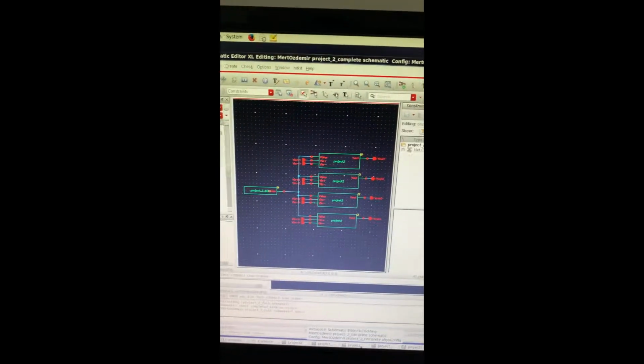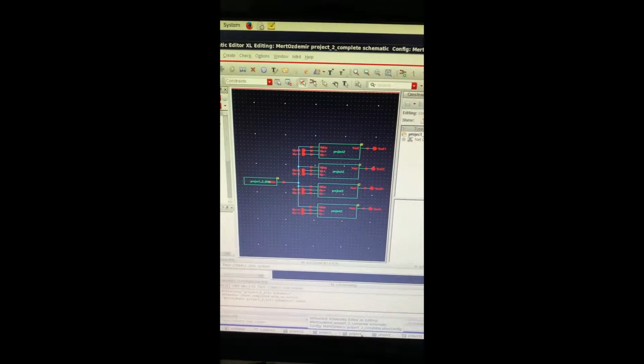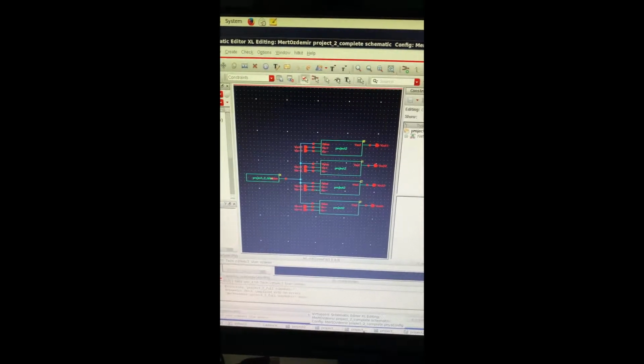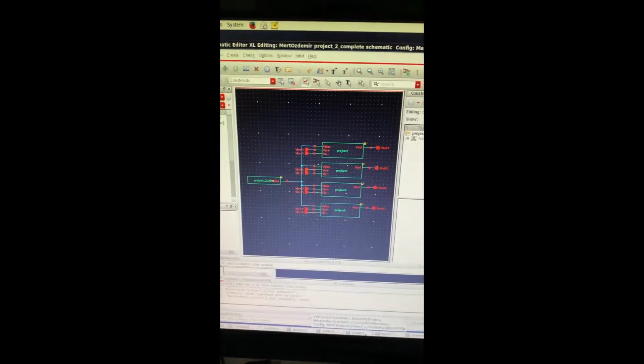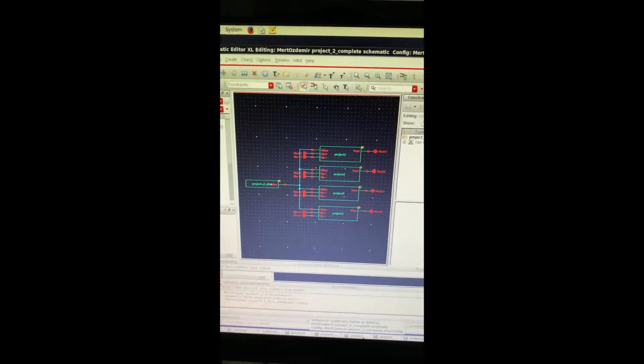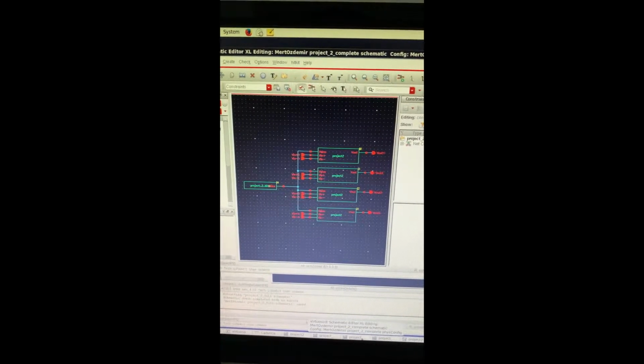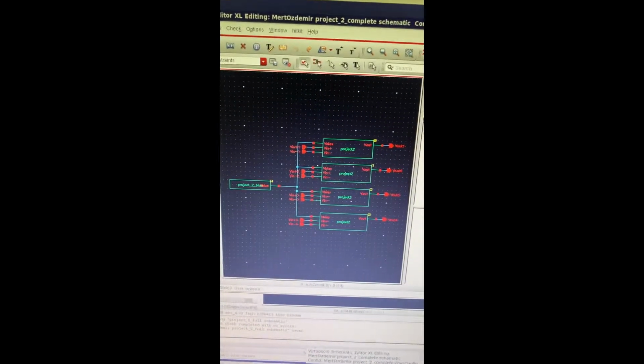So hello everyone, my name is Mert Özdemir and today I'm going to demonstrate my EEE415 Analog CMOS Integrated Circuits project. As a project I have designed a chip that contains 4 op-amps, and this is the chip.